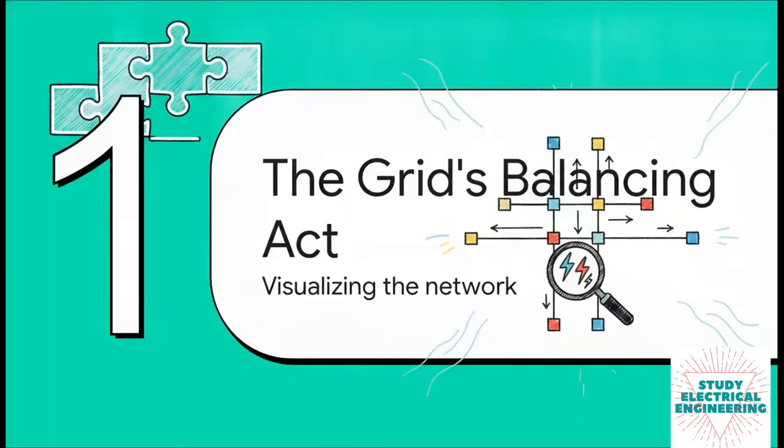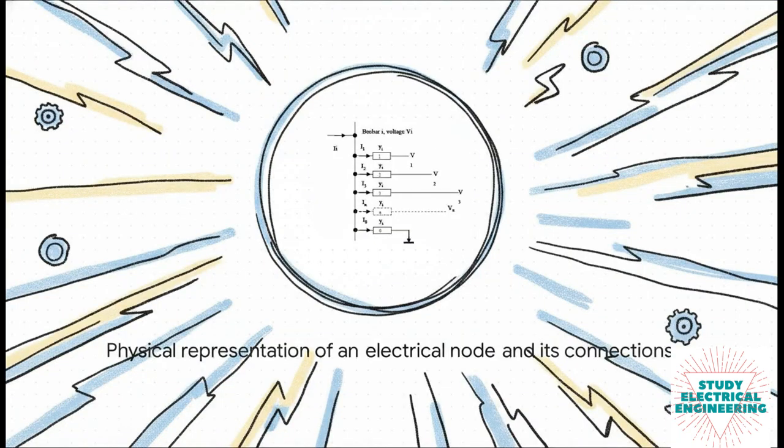Section 1. The grid's balancing act. Let's visualize the network. Think of this as a bus or a node in the network. It's the physical junction. We're calling it busbar I here, where current is injected or absorbed. Every time transmission lines cross paths, or a generator hooks up to a load, boom, you get a bus. And because power systems deal with known power injections rather than just simple currents, this physical setup spits out some seriously complex, nonlinear algebraic equations we have to solve.